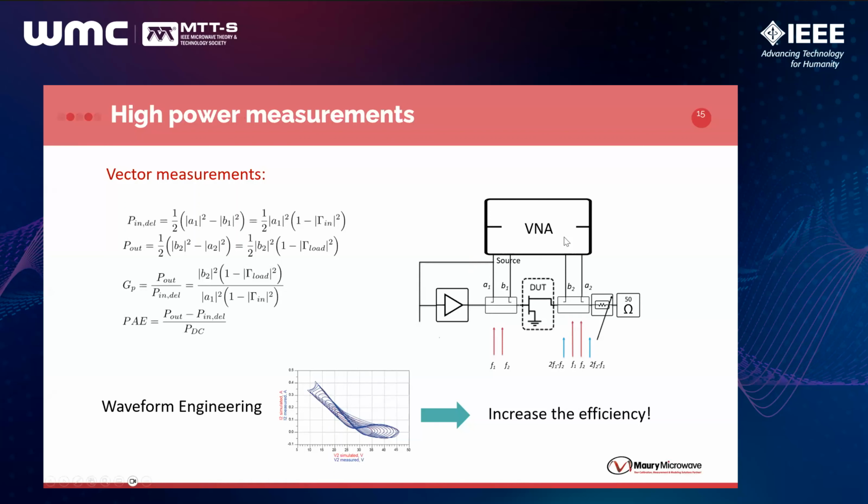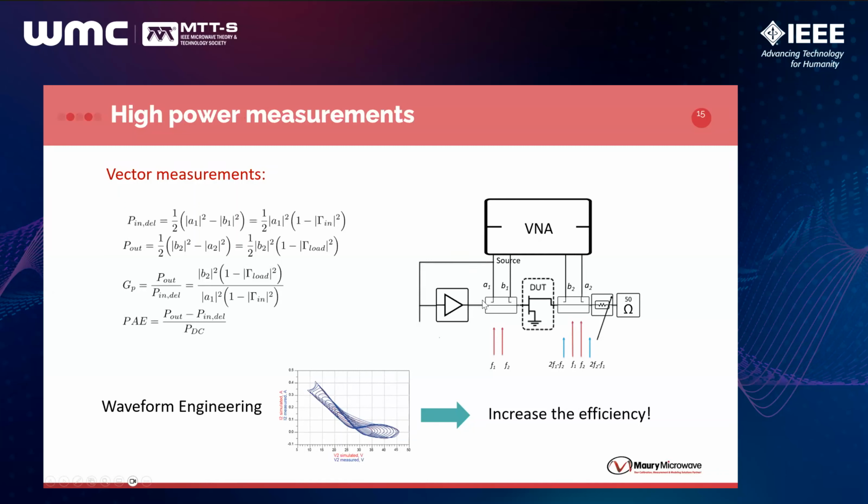And we even have some VNAs that have more than one source. So with that, measuring the A and B waves, we are able to characterize as we did for the scalar, but with the fact that we are able to measure the P in delivered, the power gain, the PAE, the gamma in.